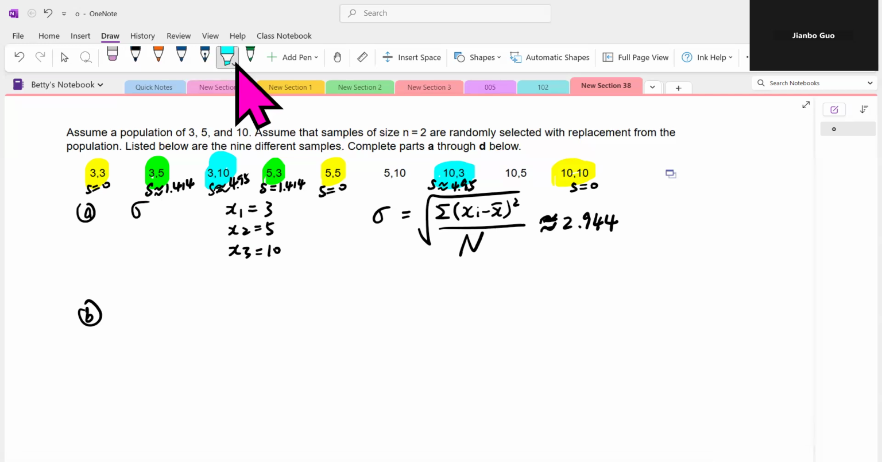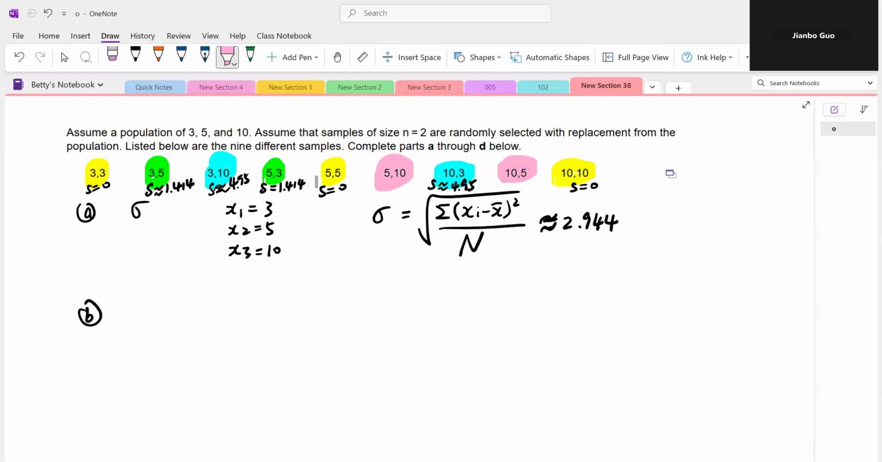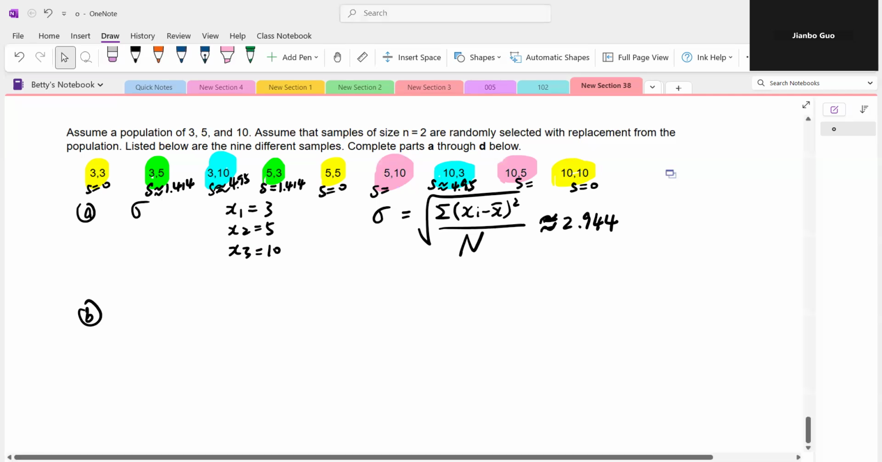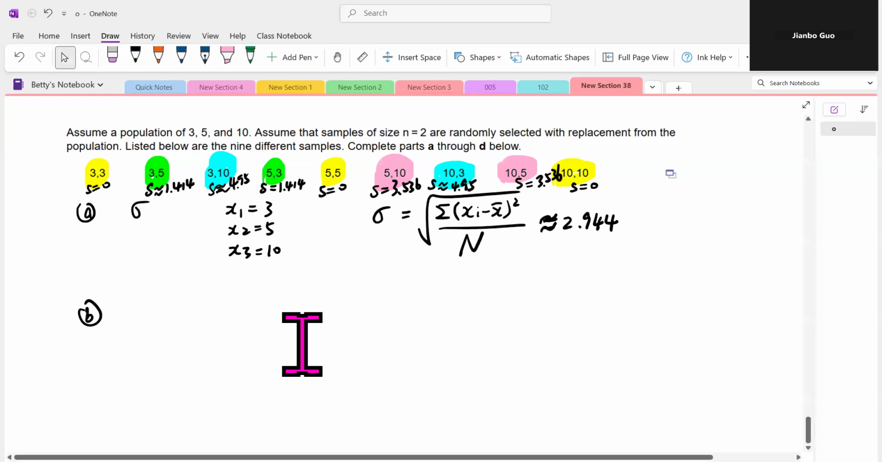Let's use pink. Sample 5, 10 and sample 10, 5. They are the same sample, you know. So of course they have the same sample standard deviation. The value is about 3.536. All right. So we have found the sample standard deviations for all the 9 samples.